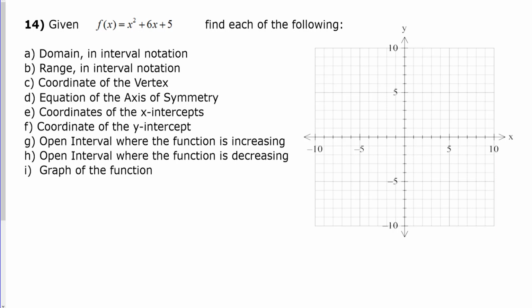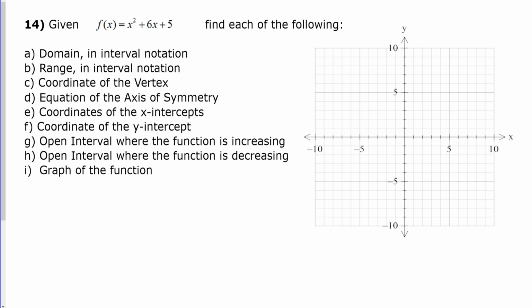Given f of x equals x squared plus 6x plus 5, find each of the following: the domain in interval notation, the range in interval notation, the coordinate of the vertex, the equation of the axis of symmetry, the coordinates of the x-intercepts, the y-intercepts, where the function is increasing and decreasing, and finally a graph of the function. So there's a lot of things we need to do here. So let's just get started with what we can find.